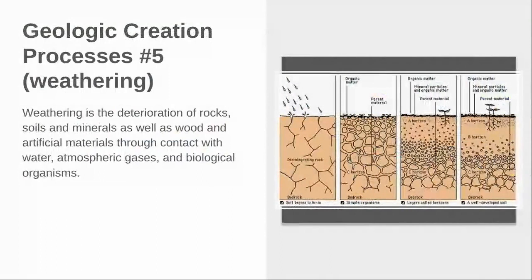Number 5 is weathering. Weathering is the deterioration of rocks, soils, and minerals, as well as wood and artificial materials through contact with water, atmospheric gases, and biological organisms.